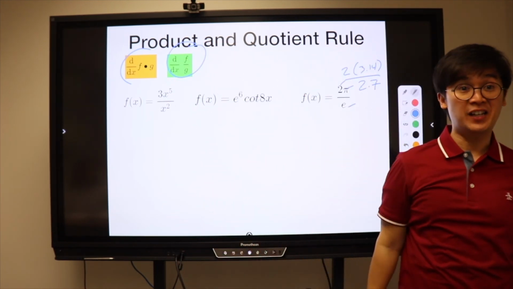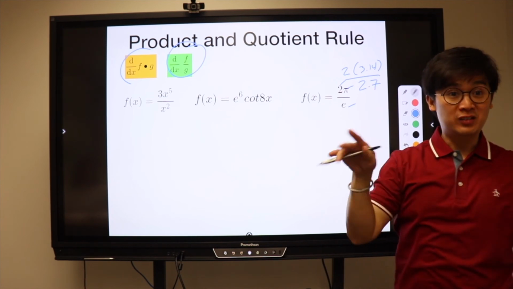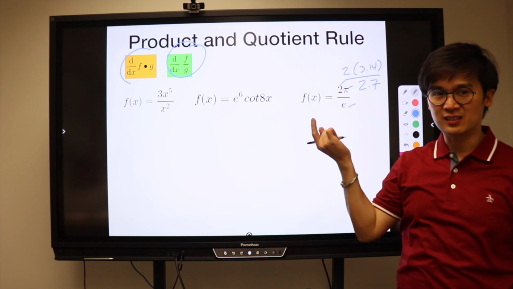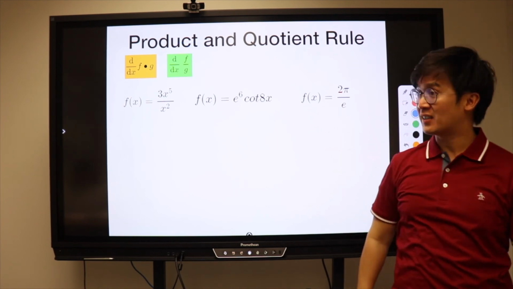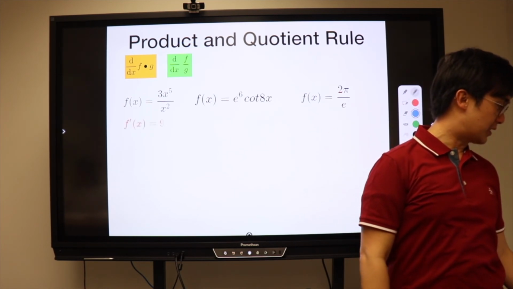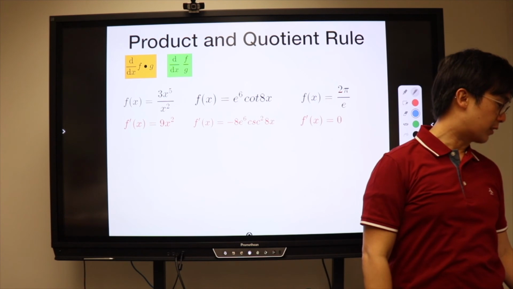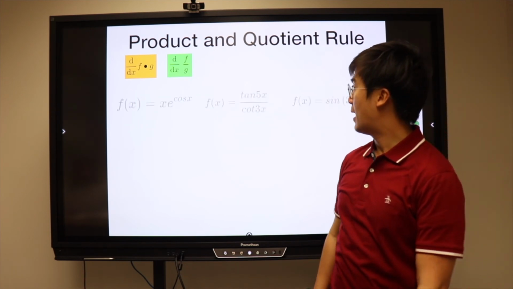Although you will still get 0 in your answer, it would take you probably 5 minutes to realize that it's a constant. But if you can realize it right away, you know that this is 9x squared, you know that this is negative 8e6 cosecant squared 8x, and you know that this is equal to 0. How about that?